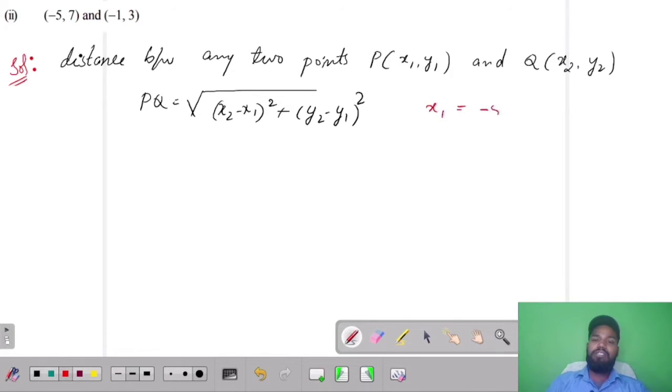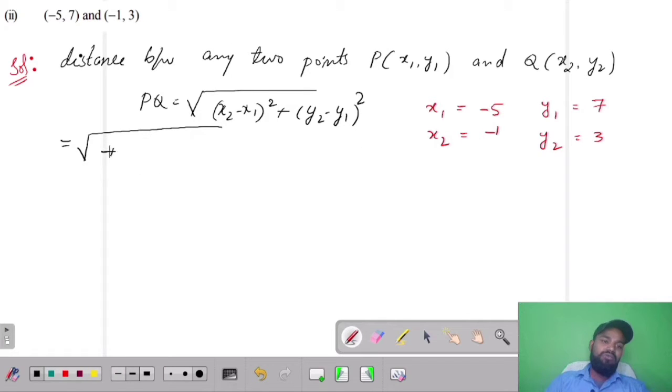x1 is equal to minus 5, x2 is equal to minus 1, y1 equals 7, and y2 equals 3. So now just substitute them in the formula, so we will get the answer. So see now, I am writing the x2 value, which is minus 1, and the x1 value, which is minus 5. Minus into minus is plus, right?